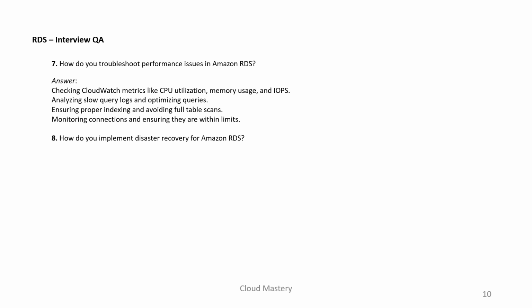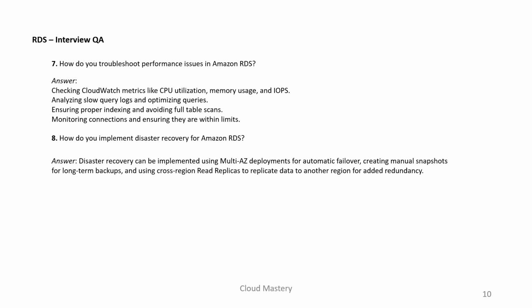Next question, how do you implement disaster recovery for Amazon RDS? You can say disaster recovery options. We can enable the multi-AZ deployment for automatic failover. We can create manual snapshots for long-term backups and use cross-region replicas to replicate data to another region. So that is the way we can secure our disaster recovery.